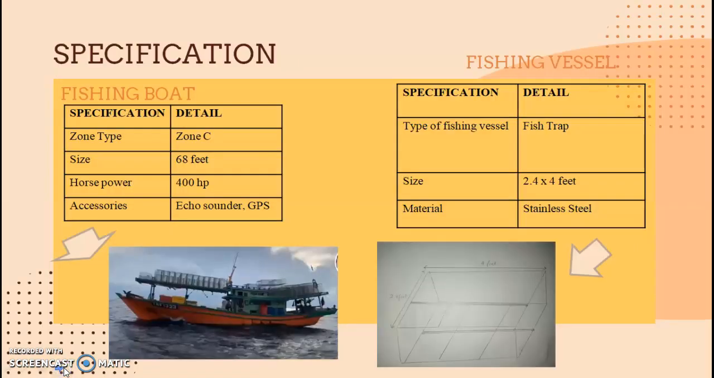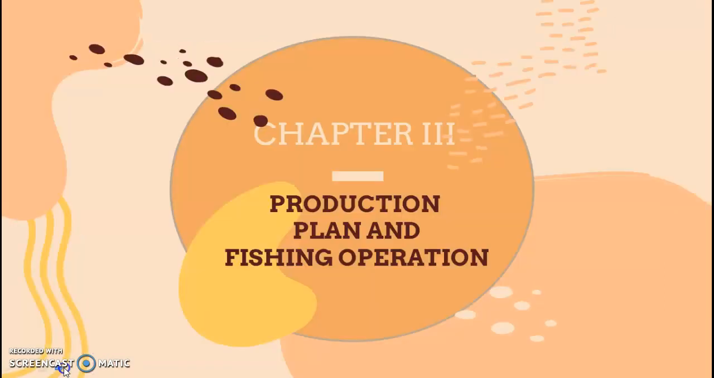For the fishing boat, Encik Ayub uses a Zone C type fishing boat, and the size is 68 feet. The horsepower is 400, and the accessories used are an echo sounder and GPS. For the fishing vessel, a fish trap is used by this boat, and the size of the fish trap is 2.4 feet, and the material is stainless steel.